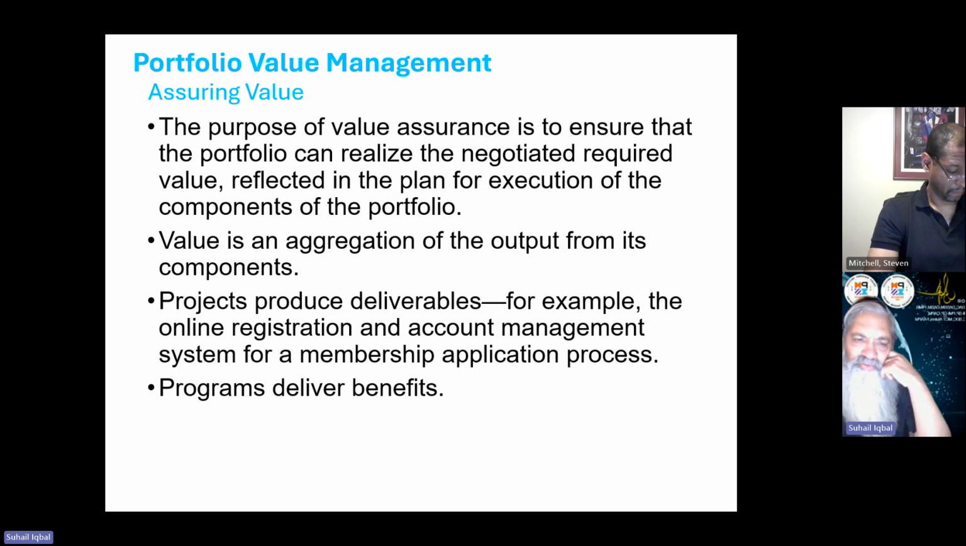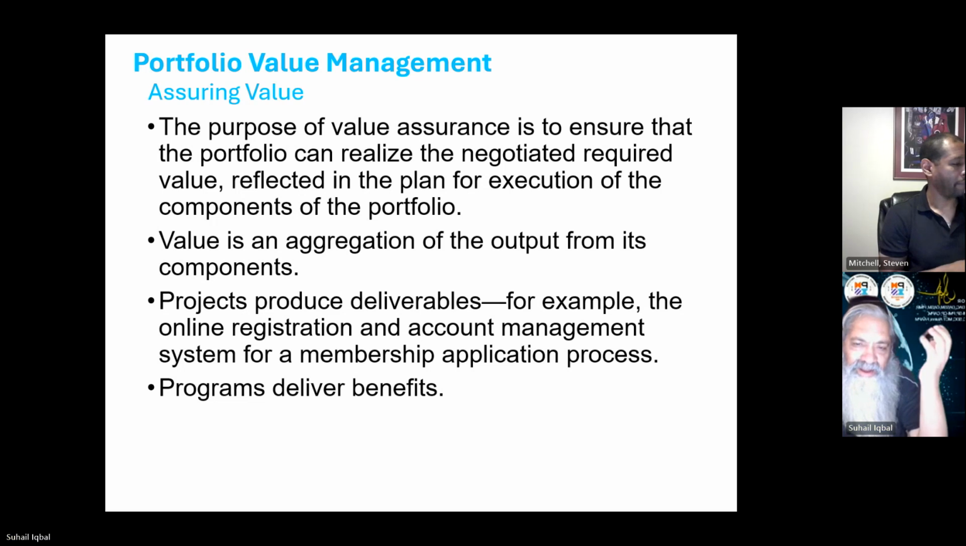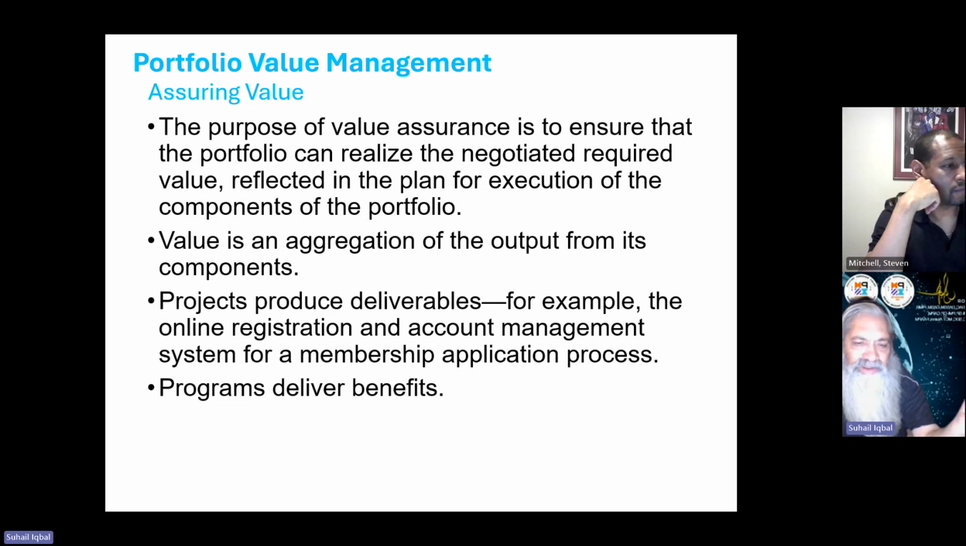Value is an aggregation of the output from its components. So naturally, whatever value the components are making is ultimately added up to come up with the value of the portfolio. Projects produce deliverables. For example, the online registration and accounting management system for a membership application process. So that is a deliverable. Programs deliver benefits. I have talked about it in quite a bit of detail with you. You already understand that projects deliver products, services, or results. Programs realize benefits.